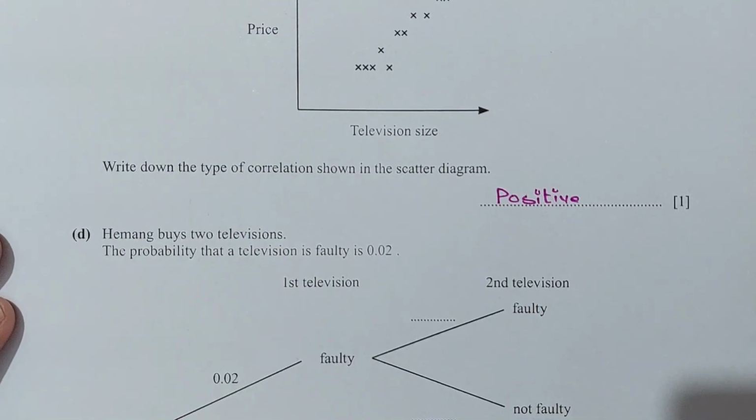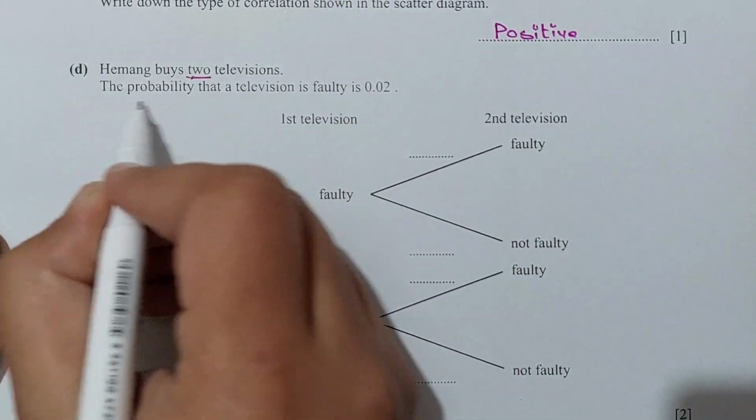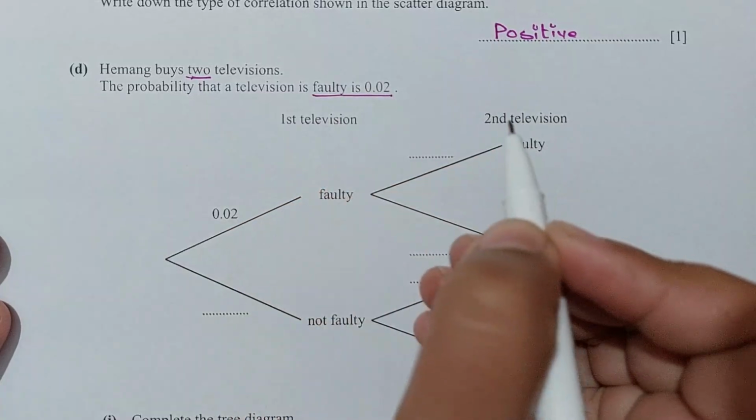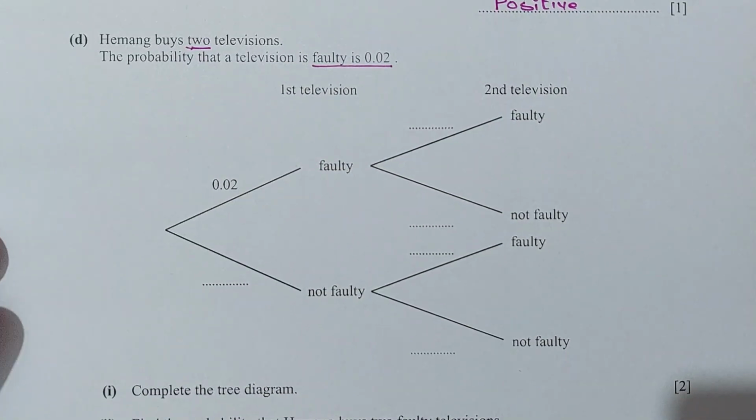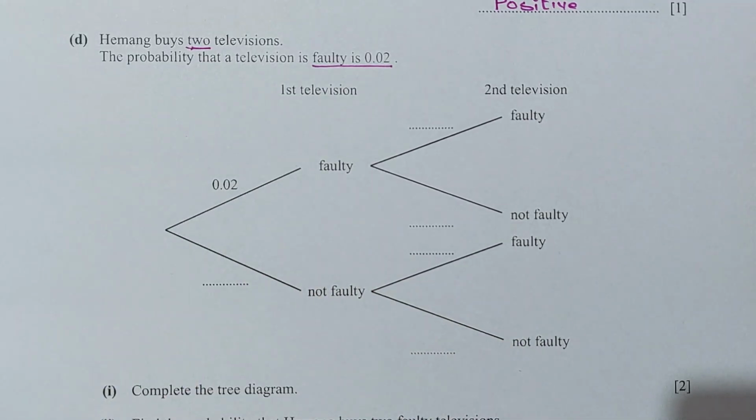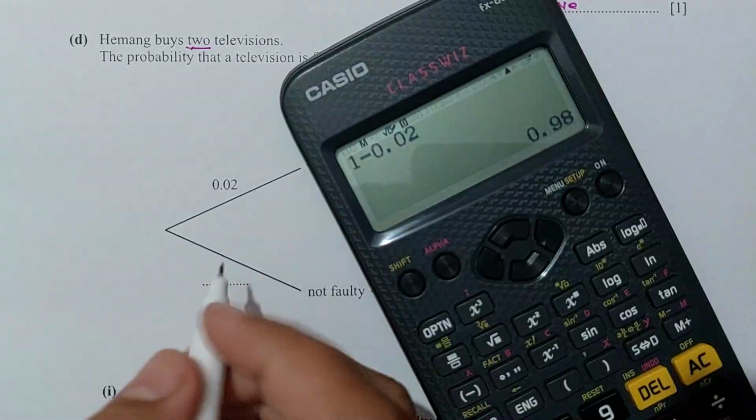Now for part D, a customer buys 2 televisions. The probability that the television is faulty is 0.02. First television, second television. All right, number 1, complete the tree diagram. So faulty is 0.02 and the whole sum of probability is equal to 1. So 1 minus 0.02, not faulty, is 0.98.